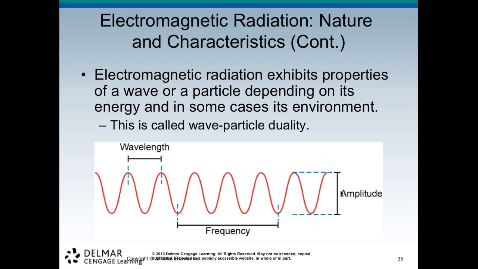Electromagnetic radiation exhibits properties of waves or particles depending on its energy, and in some cases its environment. So you can see the amplitude. We have wavelength here, from peak to peak. The frequency is how many cycles within a period of time, and the amplitude is how high, how much energy is there.